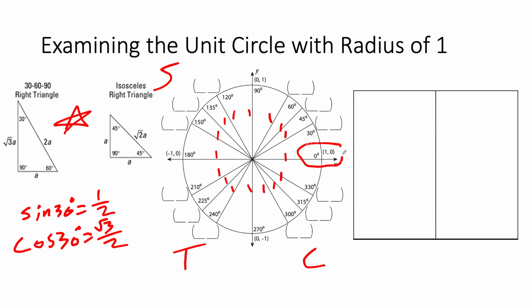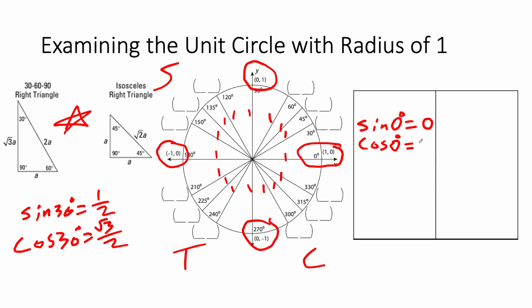You're really going to find your best usage of the unit circle right here. This is going to be where, if I'm looking for the sine of 0 degrees, that's going to be the y coordinate, which is 0. So this makes things go very fast. The cosine of 0 degrees is 1. It's the x coordinate. Okay?